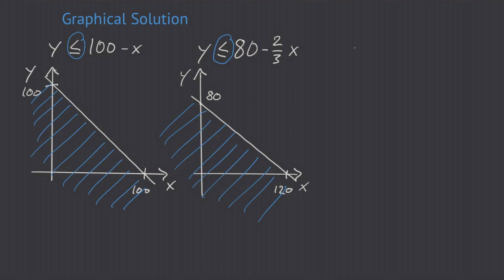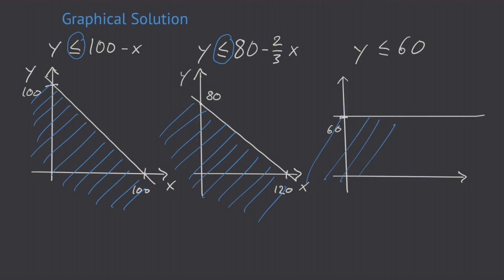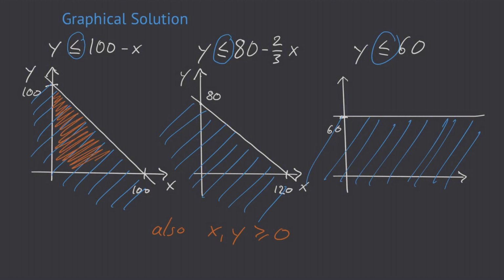The final restriction is that y should be less or equal than 60. So this is very simple to draw. If we just have this point here at 60, then if we draw a horizontal line, everything below that line fits into this description. We also have that x and y must be greater or equal than 0. So this means the region we're actually talking about is limited to this portion here, to this portion, and to this one.